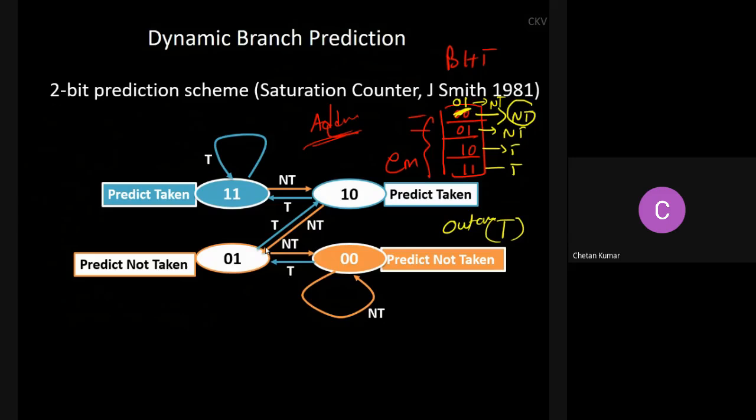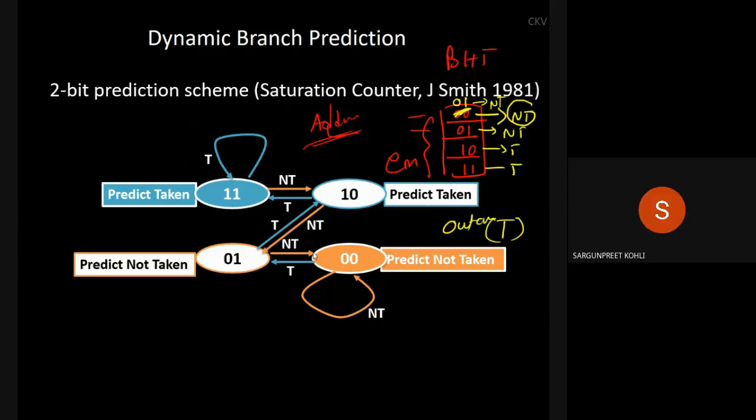But it technically doesn't work on a 2-bit prediction scheme because it goes to the 0 1 state from the 1 0 state upon a not taken outcome. Can you elaborate the question, Sargunpreet? Technically, it does not work here.